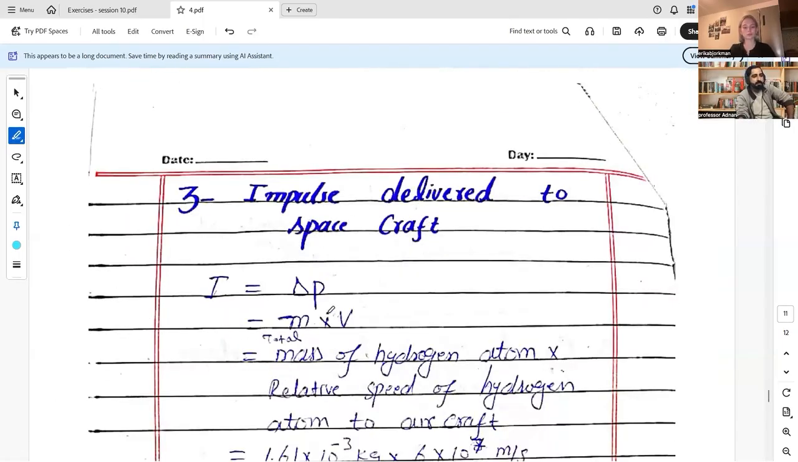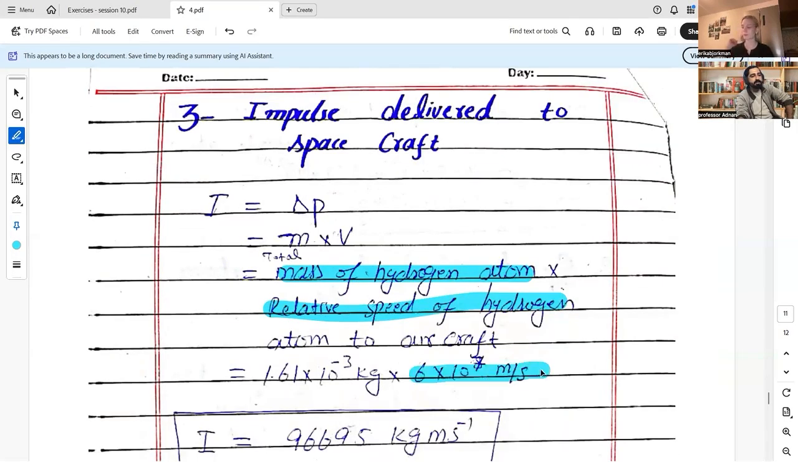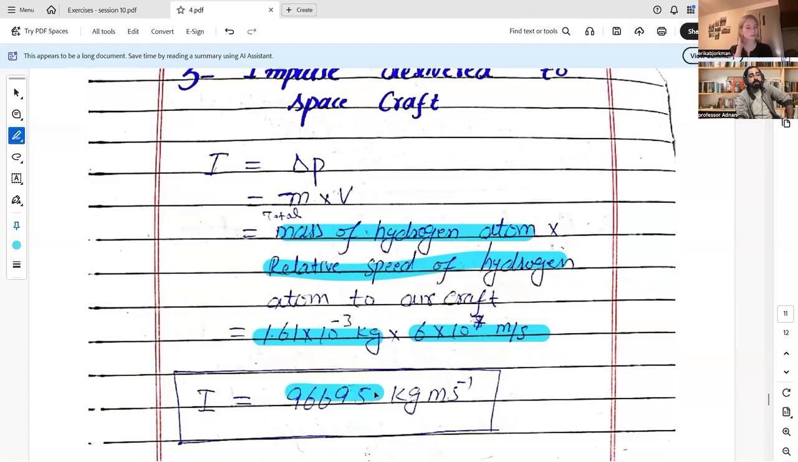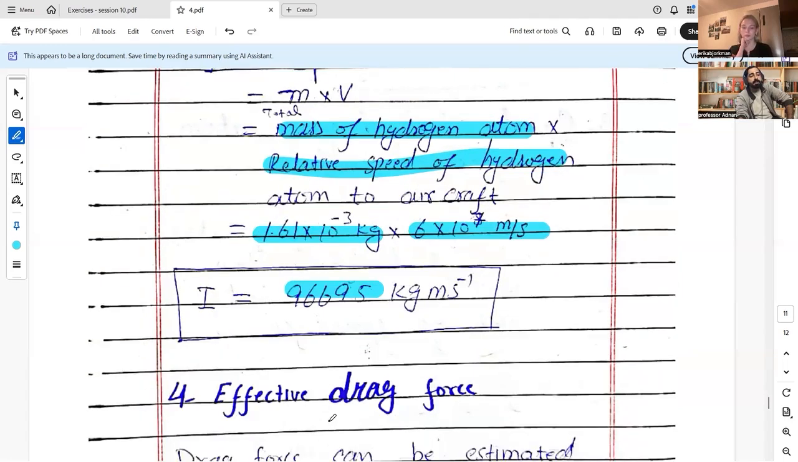Next is the impulse. Impulse is the time rate product of mass and velocity. So the total mass of the hydrogen atoms that we have calculated in the first part is multiplied by relative speed. So relative speed is 6 × 10^7 and mass 1.6 × 10^-3. Here you need to use the relative speed instead of the speed gained by the hydrogen atom. So relative speed will provide you the result 9.69695 kilogram meter per second.